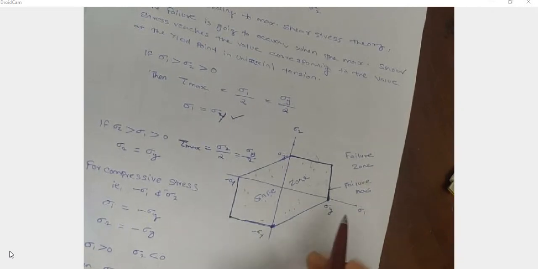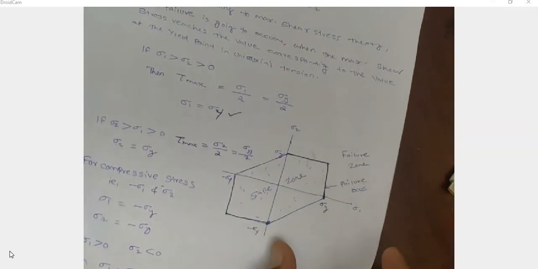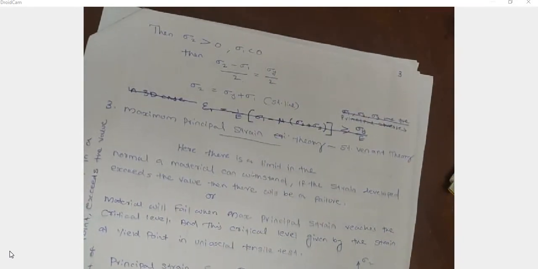Okay, so if the combination of sigma 1 and sigma 2 is outside this region, then it is a failure zone. The design is not capable to carry the load. So that is the second theory, maximum shear stress theory.